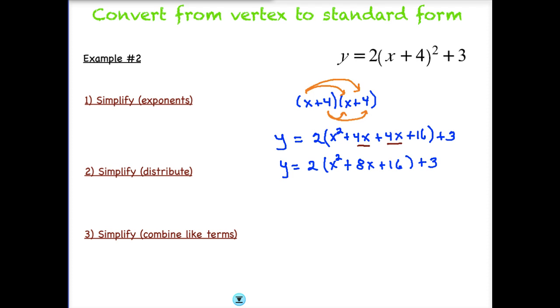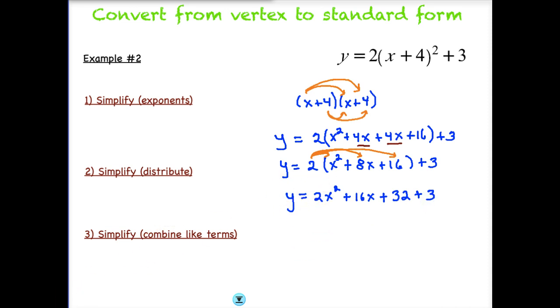Okay, now we can distribute. So this 2 distributes to every term in the parentheses. So when you distribute, you have to multiply the 2 times the x squared, the 2 times the 8x, and the 2 times the 16. So let's do that. So we would get y equals 2 times x squared is going to be 2x squared. 2 times 8 is 16x, because there's an x there, and 2 times 16 gives us 32. And then I can write the plus 3 on the end. Okay, great, we're almost done.